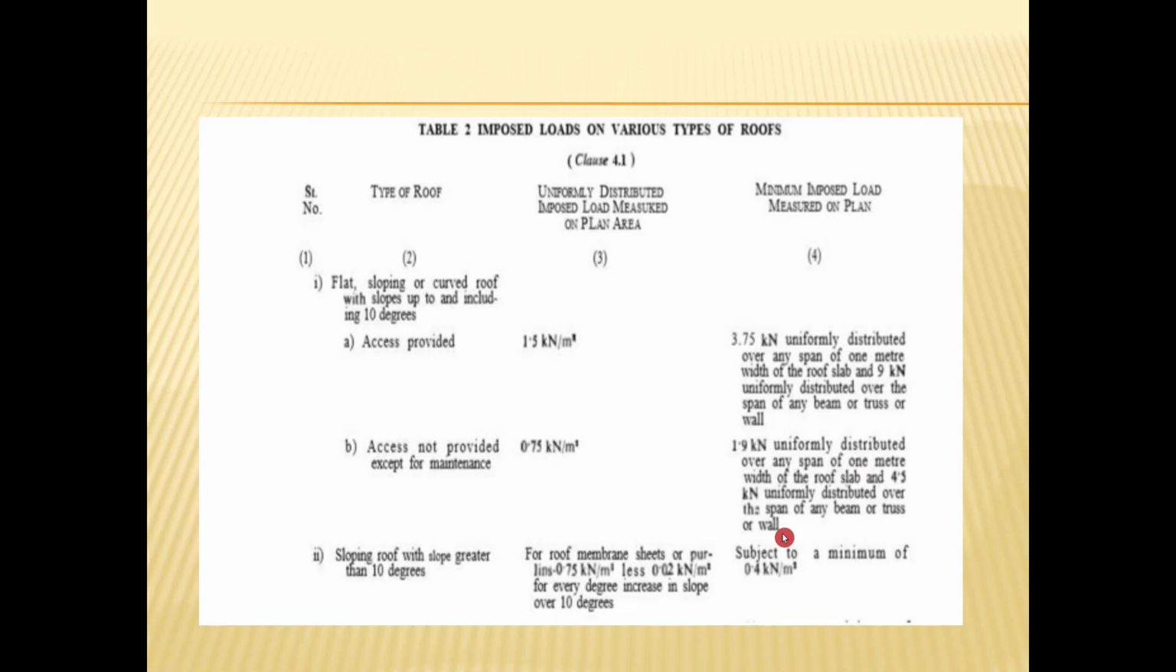The figure shows the corresponding clause in IS 875 part 2 for finding the live load acting for different types of roofs. Like the weather, it depends on the slope and whether access is provided for walking through the trusses, and other things that depend on the calculation of the live load.